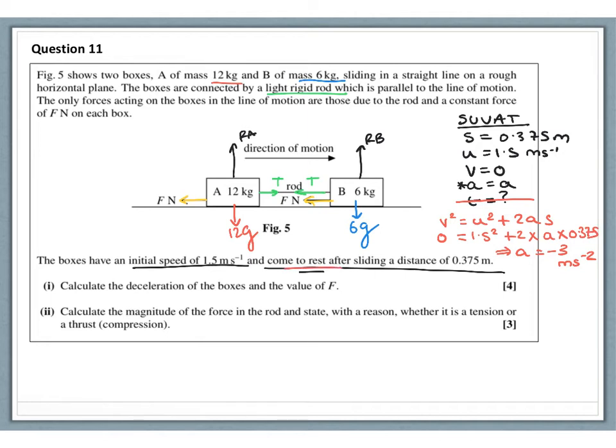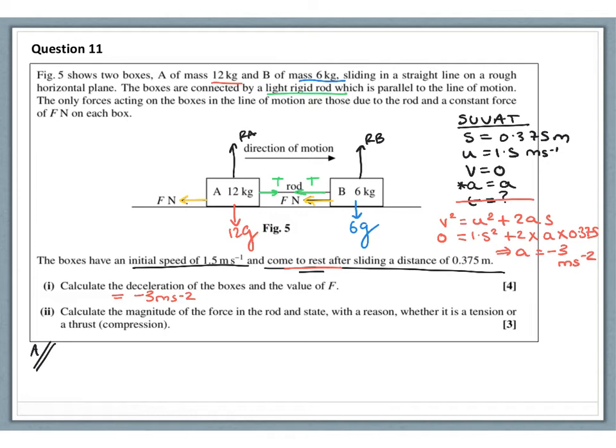So part 1, calculate the deceleration of the boxes. We've got that, -3 meters per second squared. Now to calculate the value of F. Now to do this, we're going to need to look at the forces acting. One way we can do that is to combine the two of them as one single box, which will cancel out the two green T forces, but we then have to later on, you can see in part 2, find the forces in the rod. So what I'm going to do is look at the particles separately. I'm going to start with object A.